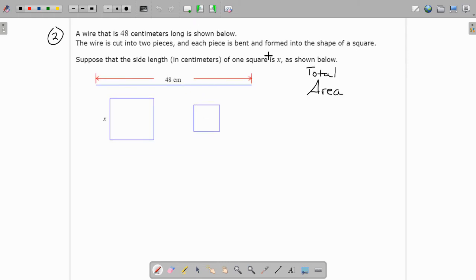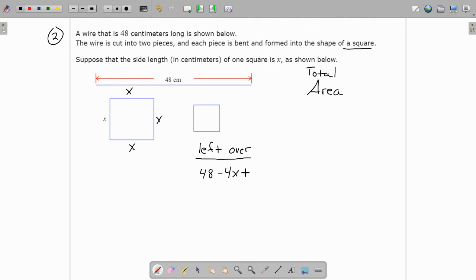All right, so it says we have wires connected two pieces, and each piece is bent and formed into the shape of a square. That's key. So when you see this, I think in ALEKS they just changed this number. These are all x's. All right. So now, this is the way I think about this. What's the amount left over for the small square? Well, I started with 48 and I subtracted 4 of these x's.